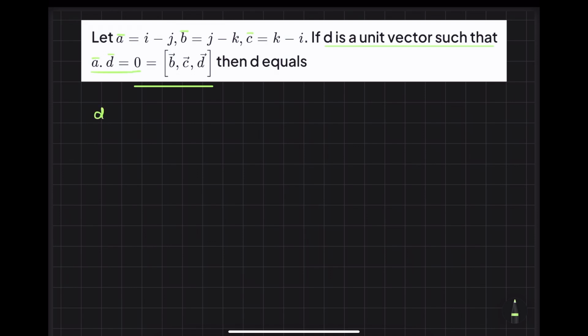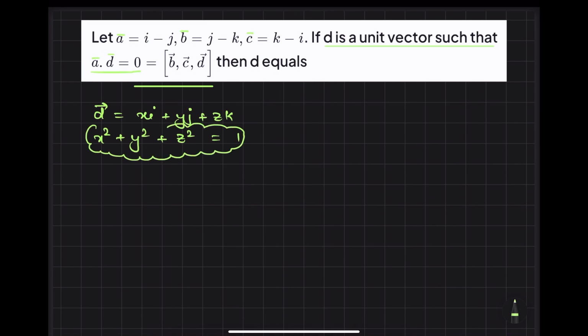Now suppose that the vector D is xi plus yj plus zk. According to the first idea, as they are saying that D is a unit vector, can I write x square plus y square plus z square equals 1 square, because magnitude is this and here you will be writing 1, so squaring both sides will become this. So we got our first equation. Okay, so this is your first equation.